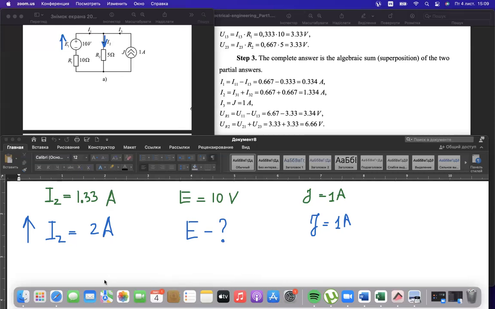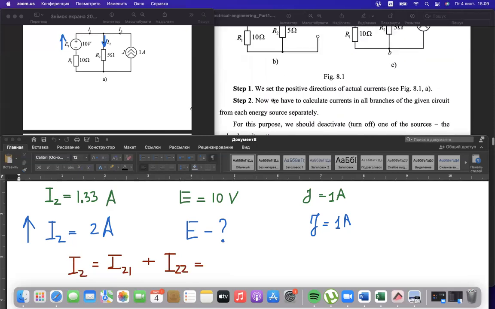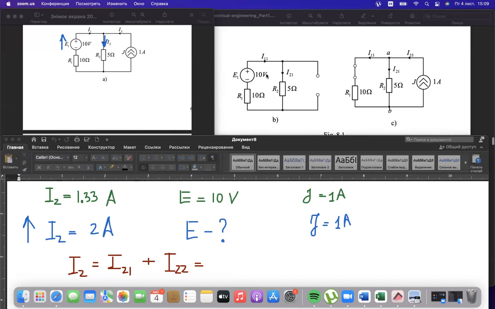You could start from the previous superposition calculation and say that your current 1.33 is a combination of two currents: a combination of the current from the first task and the current from the second task. In the first task, when only the electromotive force is acting, this partial current was the electromotive force over two resistances.